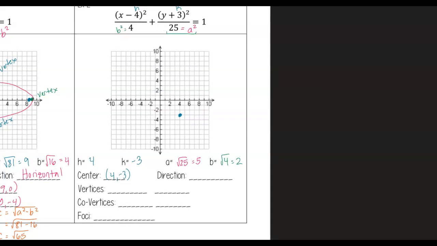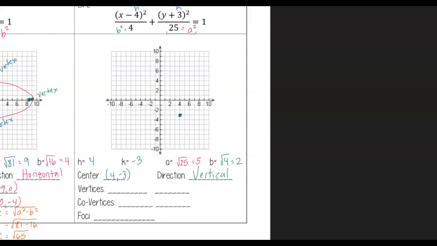So, knowing these A and B values, is our ellipse vertical or horizontal, Samantha? Is our ellipse vertical or horizontal? Yes, it is vertical because the larger A value there is under our Y terms, making it a vertical ellipse.